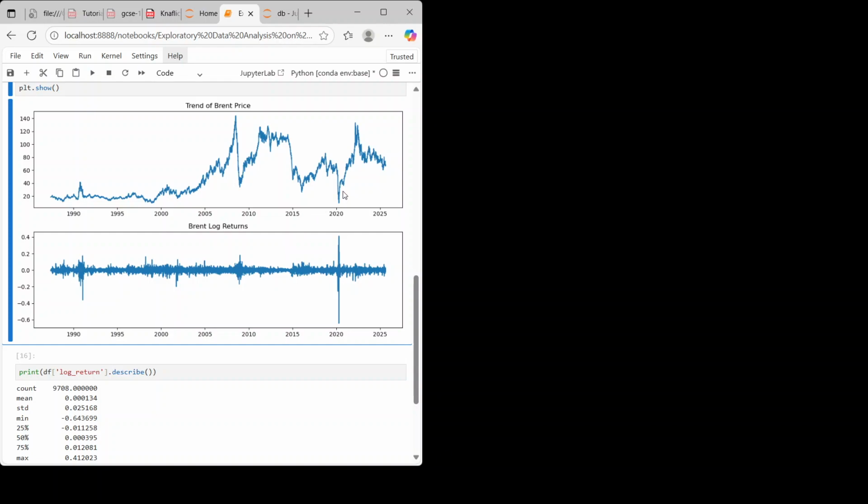So let's go on. So COVID hit and then the prices fell dramatically and then began to rise a little somewhere in 2020, 2021, 2022.